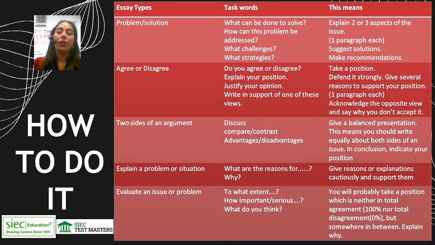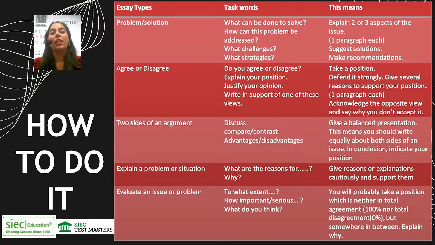Now, how do we do it? You explain two or three aspects of the issue. What sort of issues are being faced here? Keep one paragraph each for them. Then you can make a final suggestion or some recommendations. Keep one separate paragraph for that. It becomes easy to tackle it.